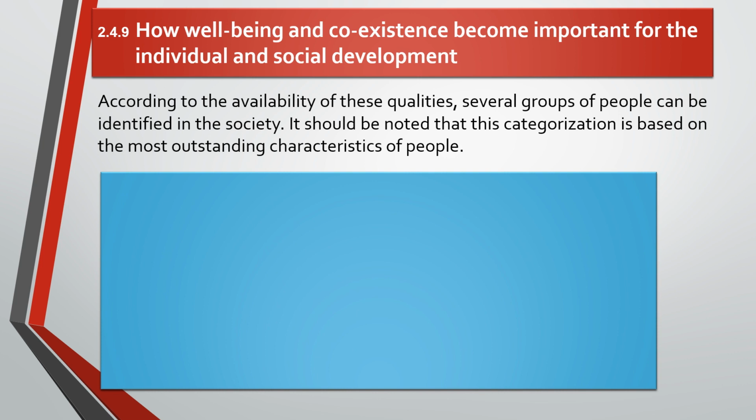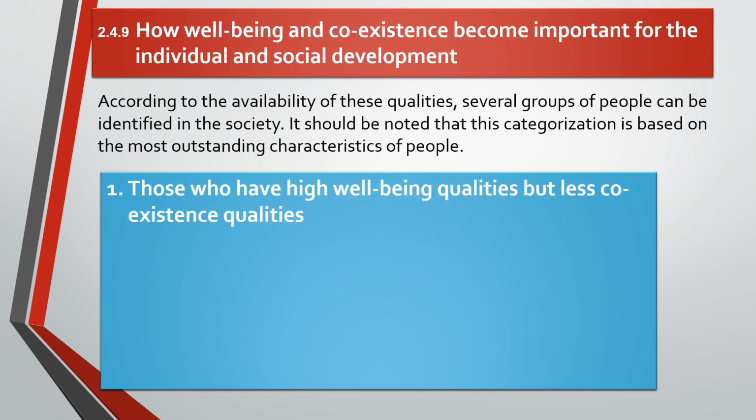So in your book, you can see this section, the page number 58. I haven't mentioned in detail, but I have only mentioned the headlines or headings. So one by one, I'll elaborate on it. There are 4 types of people, or maybe the people can be categorized into 4 groups.